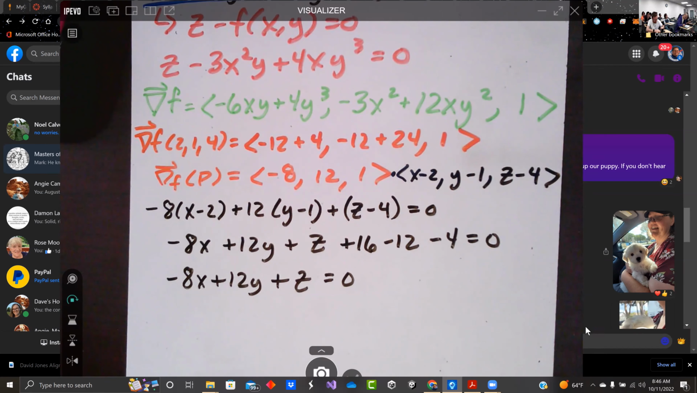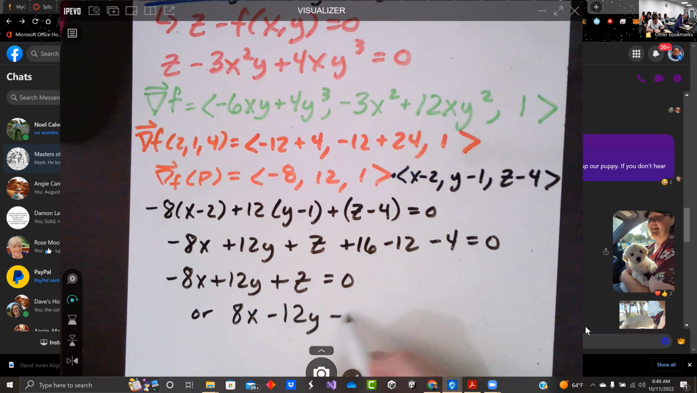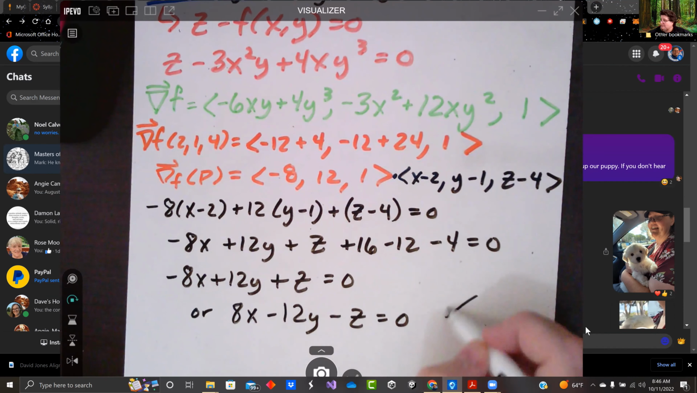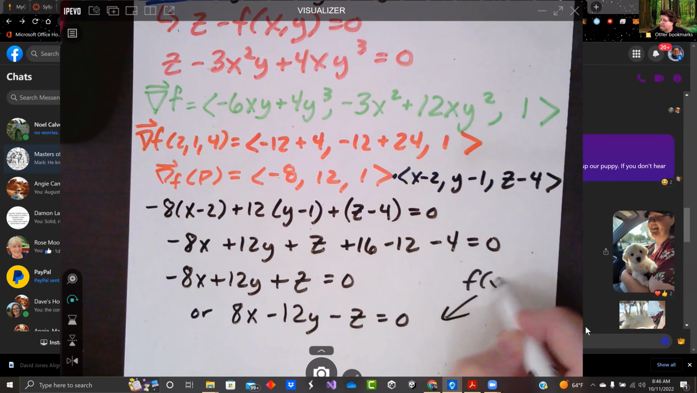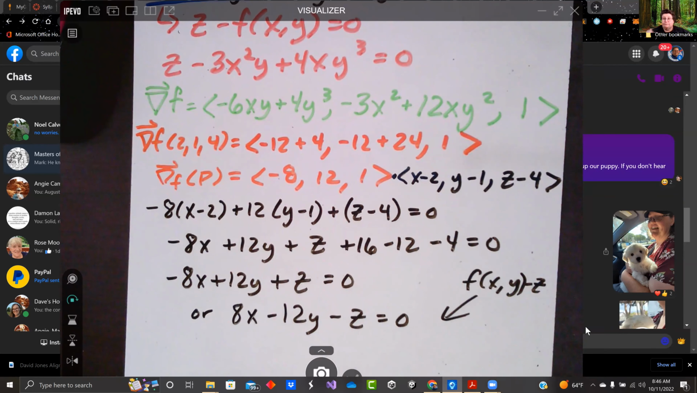So, Mr. Jones, if they were to instead subtract the z onto the other side instead of the f of x, y onto the side of z, that would give the same answer, right? That would give you this. Which is just the normal vector multiplied by -1. Yeah. So you will result in the same tangent plane.